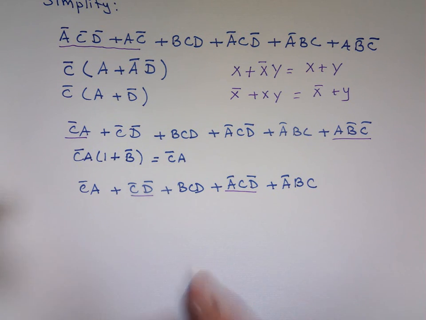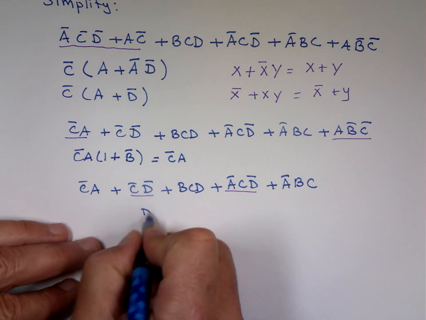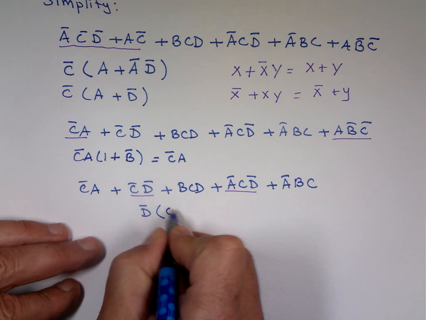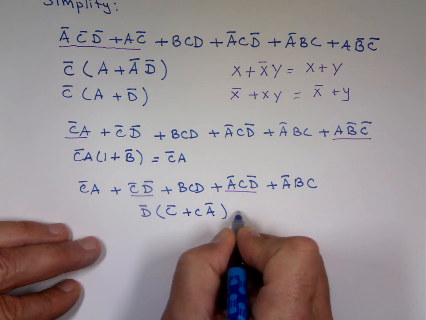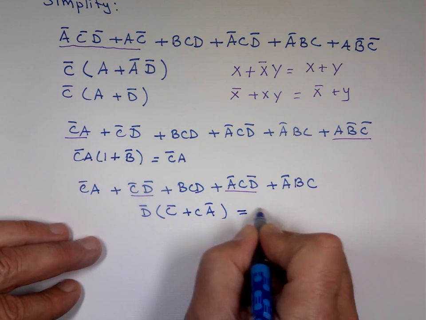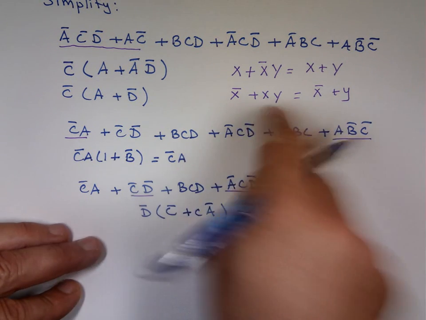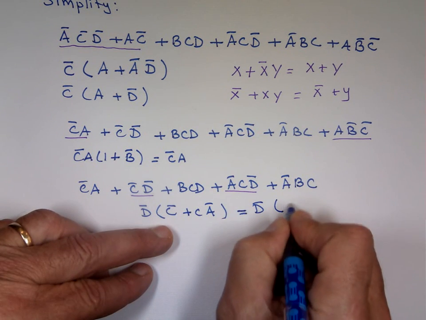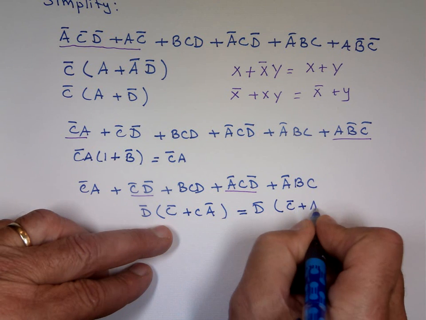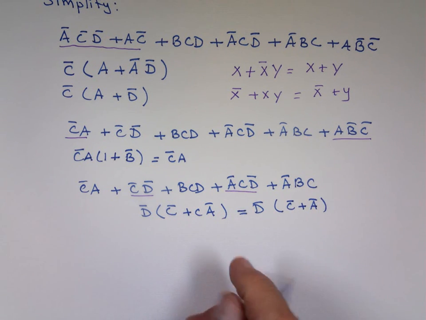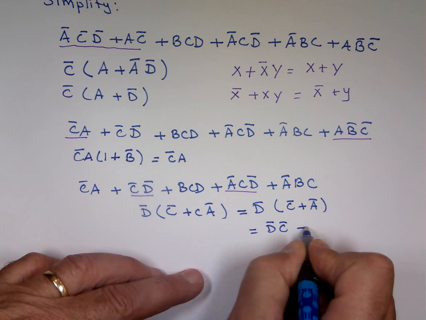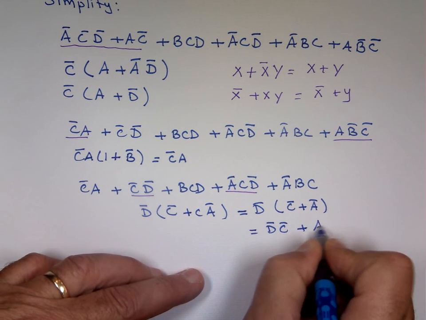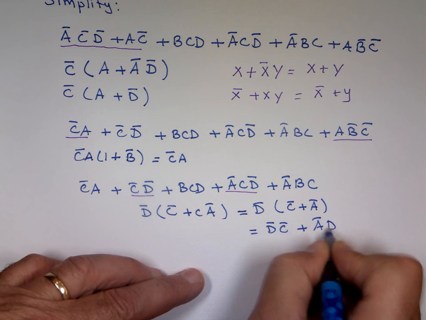These two actually, you can see what? D bar in them. What's left? C bar plus CA bar. So you should be able to write that using that rule here. Doesn't matter if it's A bar or not. Y could be anything. So this is D bar C bar plus A bar D bar.